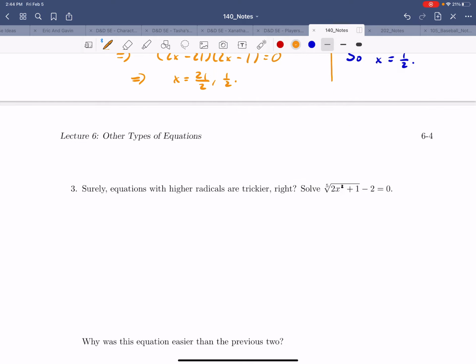But actually, I think in this case, it might be a bit easier, because there's only 1 radical, not 2. So instead, let's write it, well, let's use a thicker pen. We're actually going to violate one of our previous rules. Again, when we have radicals, things get a bit different. We're going to add 2 over to the other side and get the 5th root of 2x squared plus 1 equals 2. And then raise both sides to the 5th.